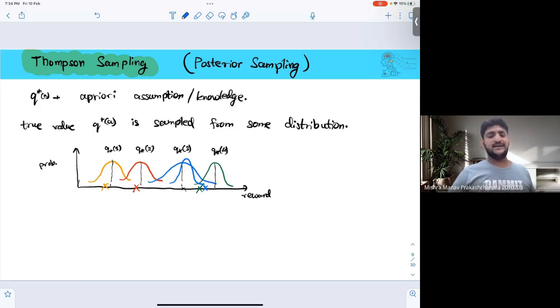So I keep doing that repeatedly until I get a very small standard deviation, so that whatever estimate I have is closer to the original Q star value. This is the basic idea behind Thompson sampling. This is a kind of posterior sampling because we usually don't assume any a priori information about the Q star value. But here we are starting with some assumption of the Q star value, and based on the samples we have drawn, we are making improvements over that.